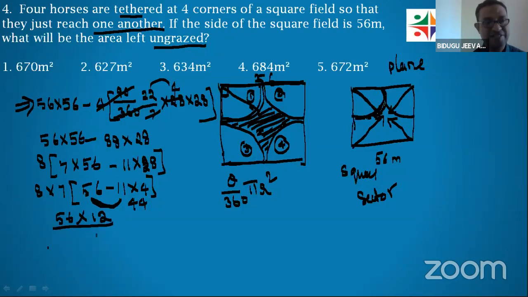Now multiply 56 into 12. Simple. 12 6s are 72. 7. 12 5s are 60, 67. Right? Now it's very clear, fifth option. I hope you understood the steps, how I have taken them without taking risk. Taking common. Is it clear, all of you?